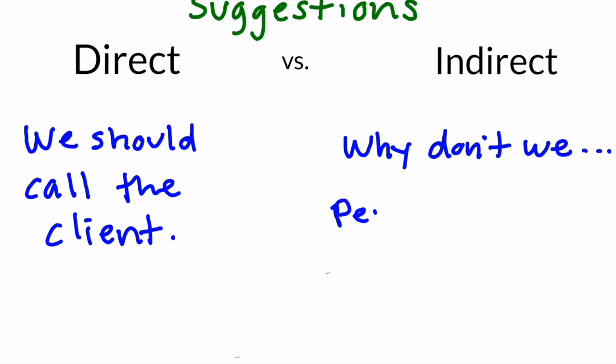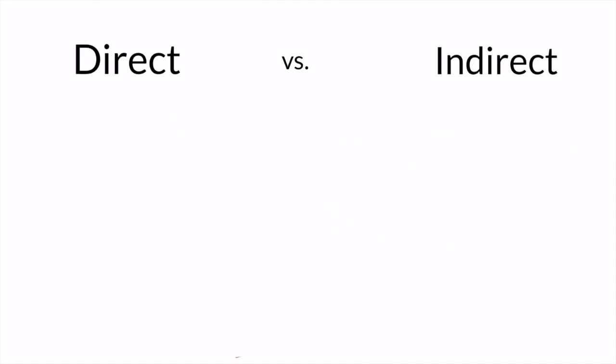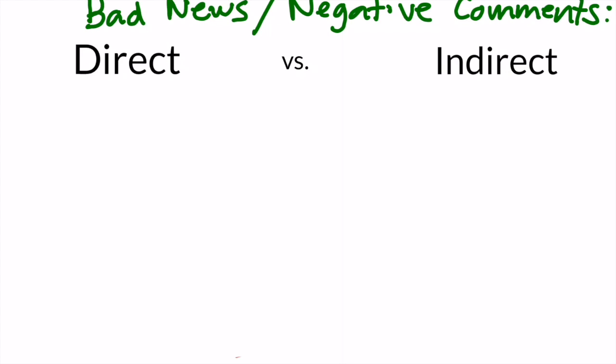To suggest indirectly, you could say, "Why don't we?" or "Perhaps we should." When delivering bad news or making a negative comment or statement, it is preferable to use indirect language. Let's look at some ways you can say something negative in a polite, indirect manner.